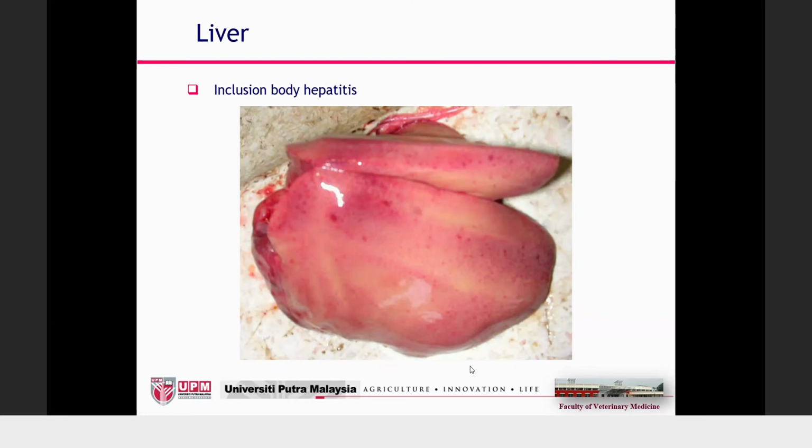I think this lesion, when you look at the gross appearance, is so nice. Nice meaning a very typical lesion of hepatitis. Yeah. Actually, this liver is from the first reported case of inclusion body hepatitis in the country. The first one reported. Yeah, reported means published and reported. Yeah, this is the first one.